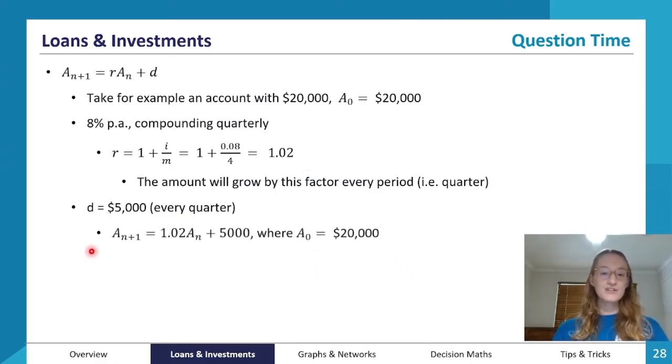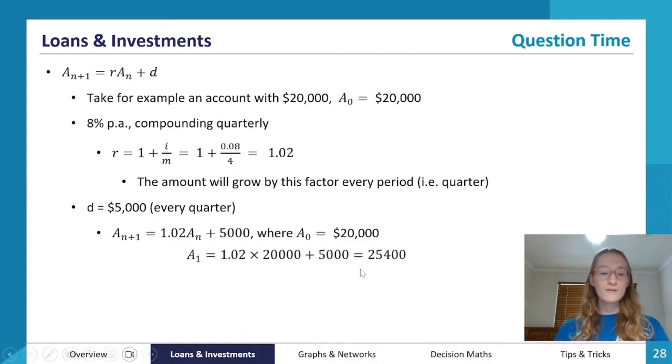So let's use our formula. A_{n+1} equals 1.02 A_n plus 5,000, where A0 is equal to $20,000. So our starting point isn't 0. Our starting point, we're told, is $20,000. There was already $20,000 sitting in this account before this question started.